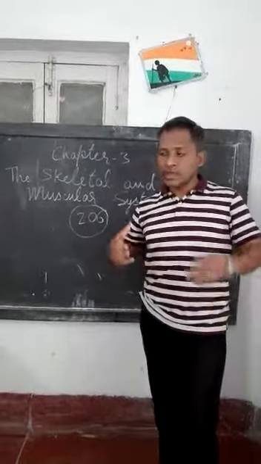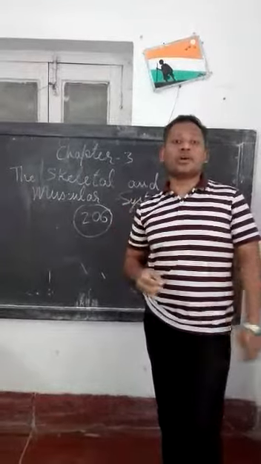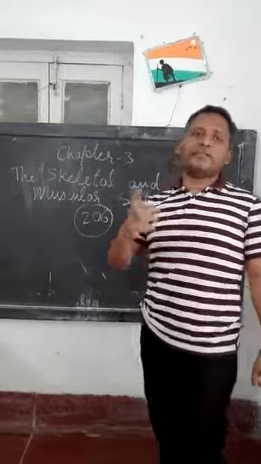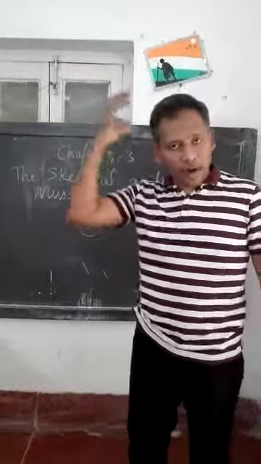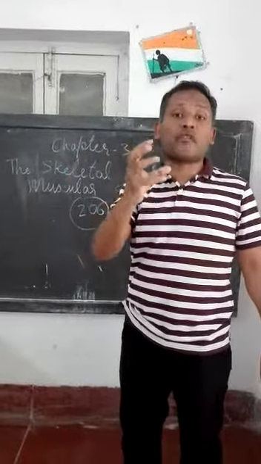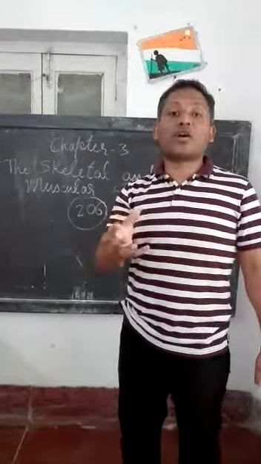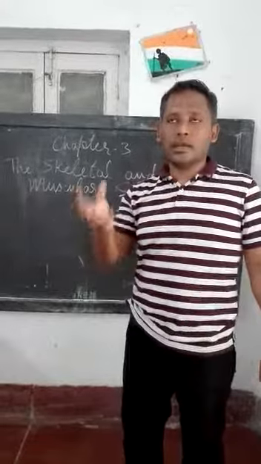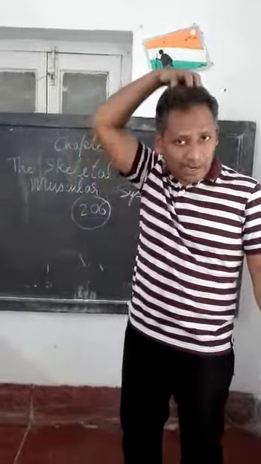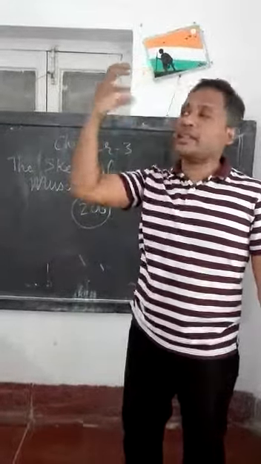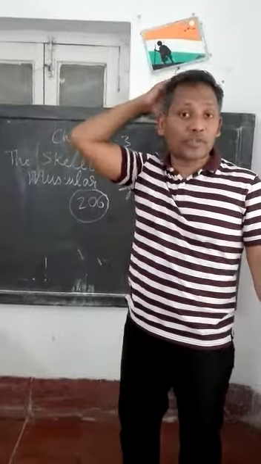Second, it protects all the vital organs. What do you mean by vital? Vital means important. For example, our brain is a very soft tissue, and it's highly important for the body. The brain is protected by the skull. If you touch your head, you'll find that it is very hard. It is because of the skull.